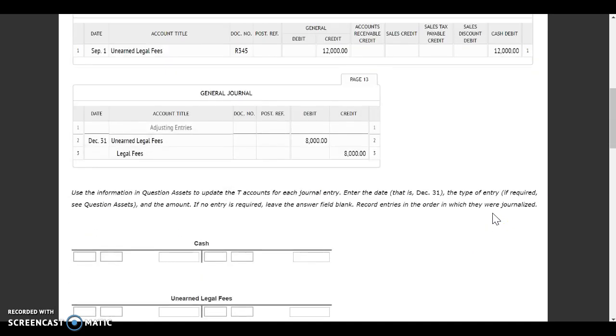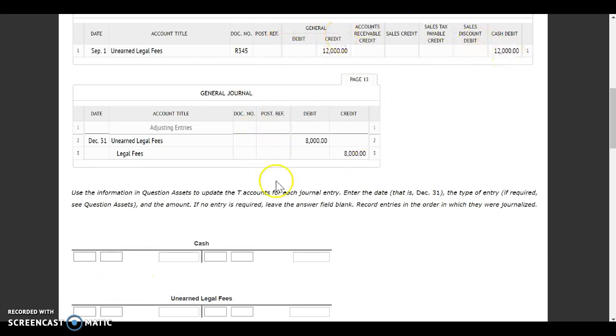Okay, our next step is use the information in the question to update the T accounts for each journal entry. Enter the date, the type of entry, and the amount. If no entry is required, leave the answer field blank. Record entries in the order in which they were journalized. So we're going to go up here. We're going to record this first one and then the second one.